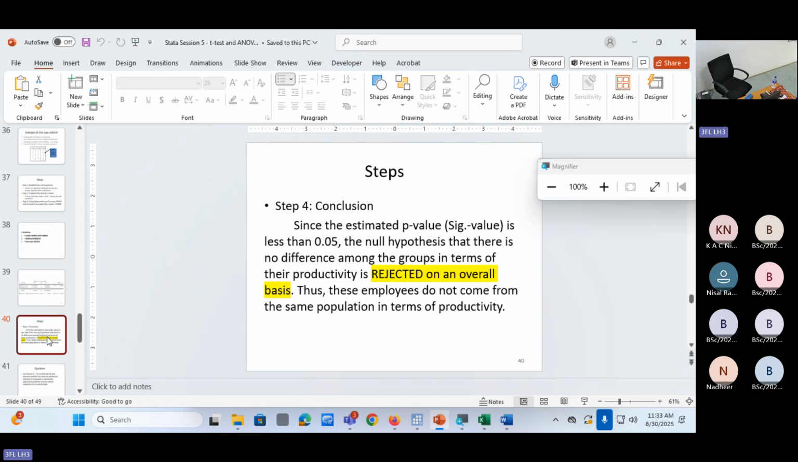ANOVA tells you about an overall difference. What it says is that on an overall basis there is a difference. But it doesn't say exactly which groups are different from each other. It only says there is a difference overall, but it doesn't say what groups are different from what.